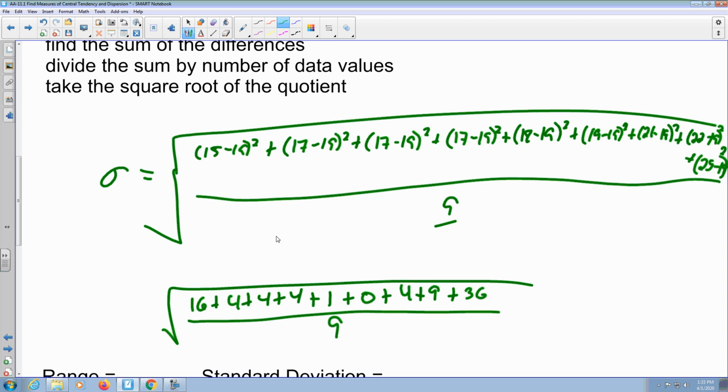Now I add those together. I get 16 plus 4 plus 4 plus 4 plus 1 plus 0 plus 4 plus 9 plus 36, which is 78. Divide that by 9, and I get about 8.67. If I take the square root of that answer, I get something close to about 2.94.